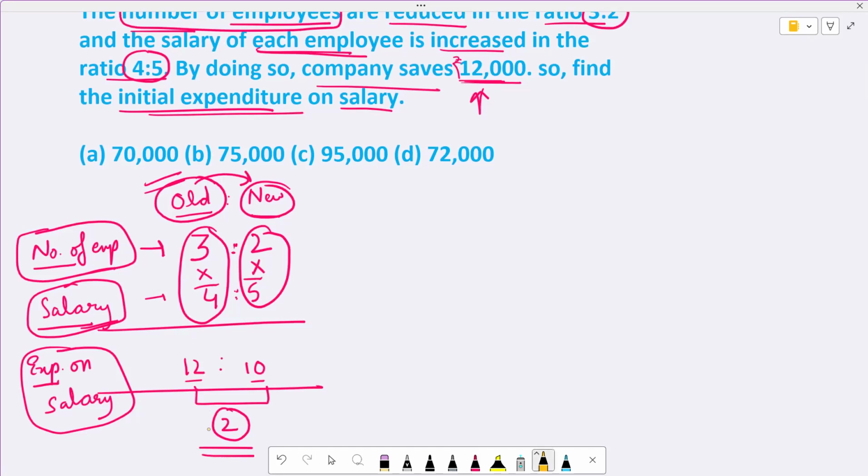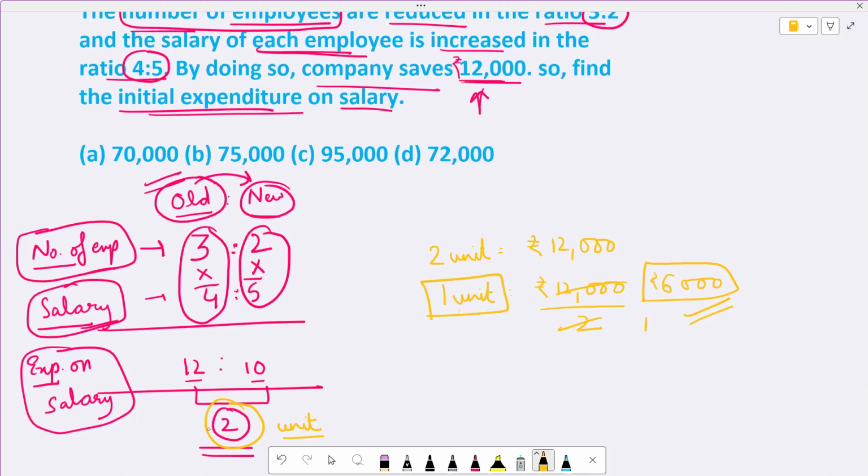Moving on further with the question. So this 2 is the change. So 2 units, right? And 2 units, when we compare them with the actual value, that is rupees 12,000. So the value of 1 unit will be equal to rupees 12,000 divided by 2, which will further be equal to rupees 6,000. So this will be our answer, or perhaps 1 unit, not the answer.